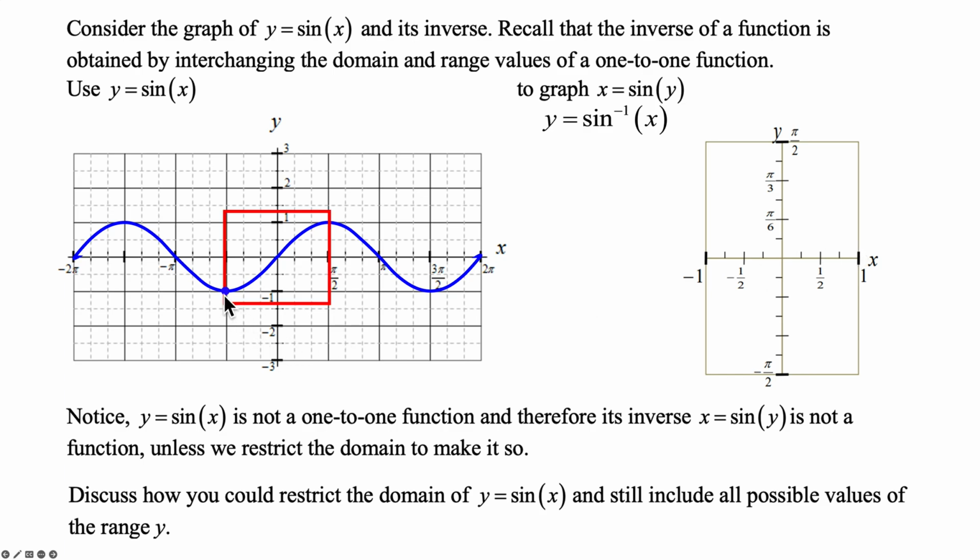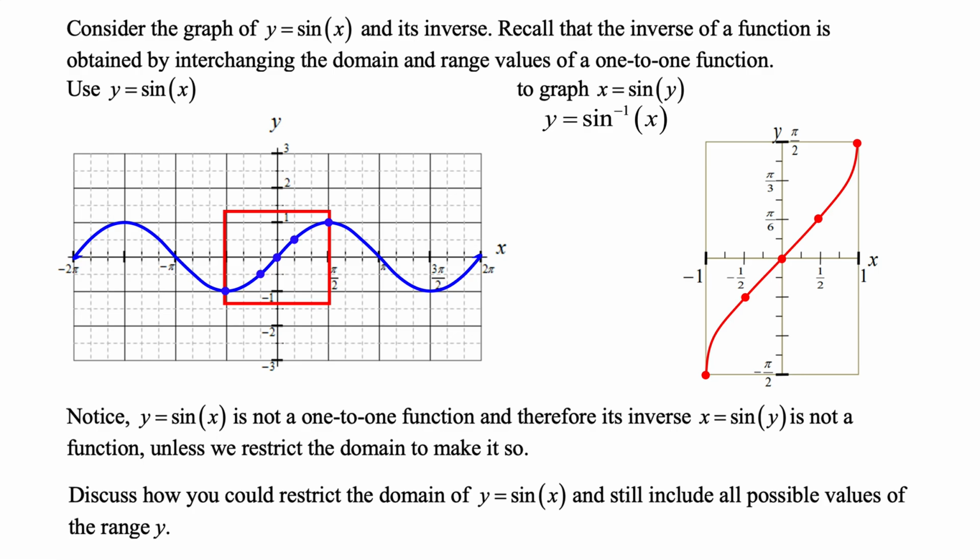So again, as we pick a point, negative pi over 2, negative 1, now it becomes negative 1, negative pi over 2. Negative pi over 6, negative 1/2, now it becomes negative 1/2, negative pi over 6. 0, 0. Pi over 6, 1/2 becomes 1/2, pi over 6. Pi over 2, 1 becomes 1, pi over 2. And there's my inverse sine graph.